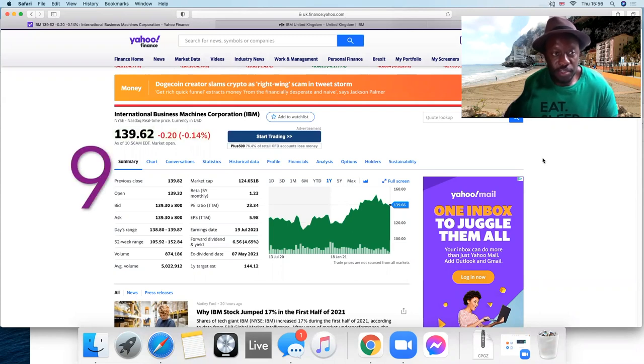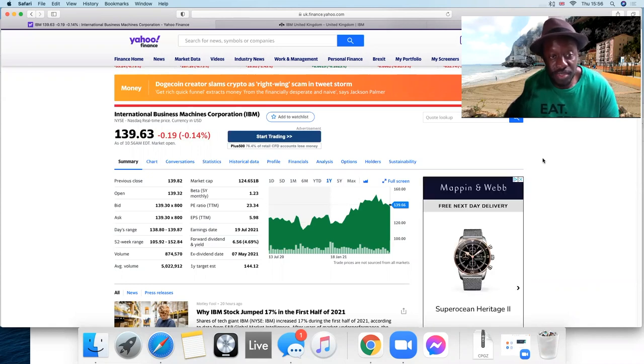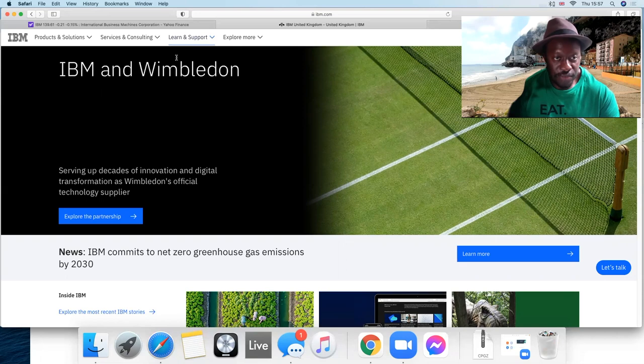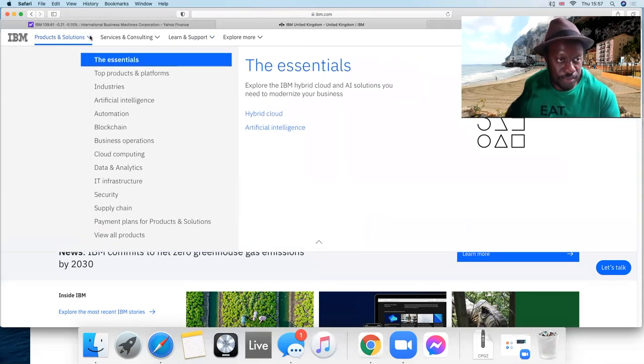Right, and ninth on the list is no other than the giant International Business Machines, also known as IBM. They have an impressive dividend yield of 4.69% and have a large market cap of 124 billion. Right, for as long as I've known computers, I've known the name IBM, and you would have seen their name splashed all over Wimbledon if you watch it.